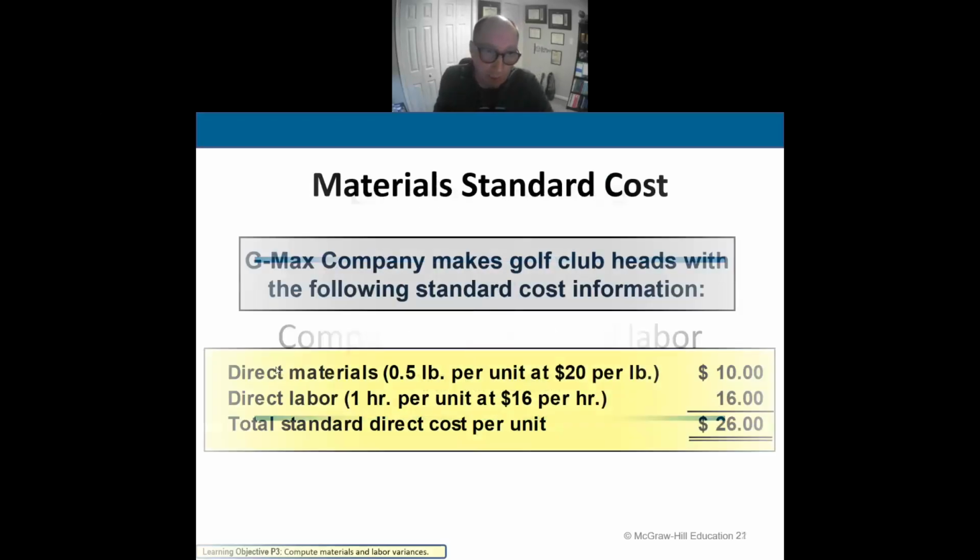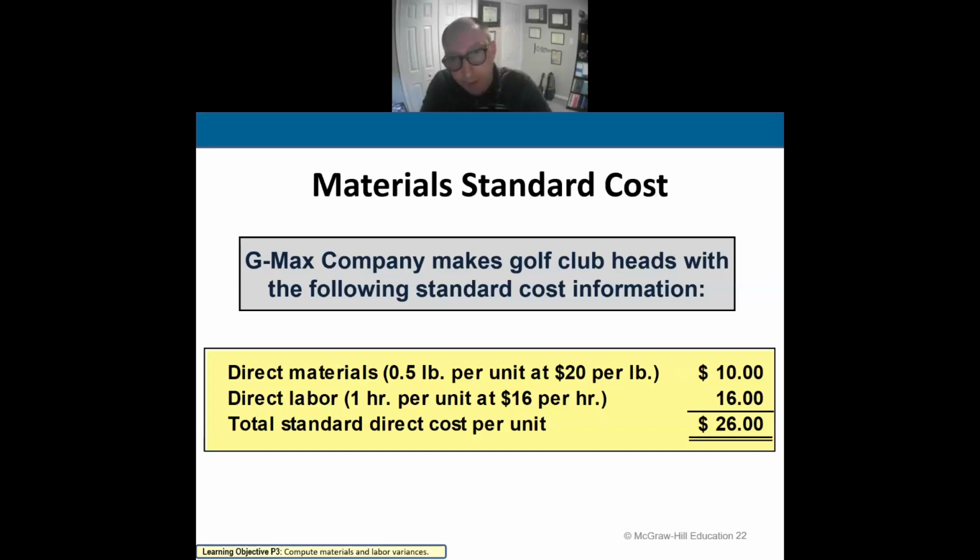So it's important that we're able to compute these. So we'll run through a couple of examples. First, we'll do materials. Okay, so we make golf club heads. That's cute. So I'm making golf clubs. So in order to make a golf club, I need some materials.